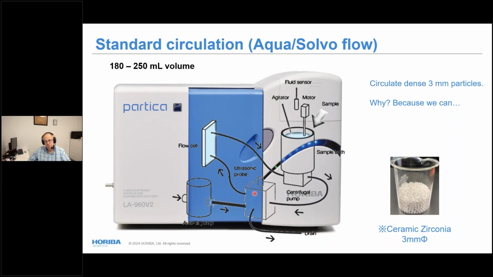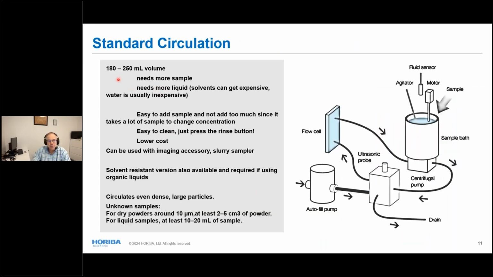So the features of the system: very popular, just about the least expensive way to go, and works for a broad range of applications. The volume of 180 to 250 ml means you're going to need more sample than you will need with other sampling systems, and you're going to need more liquid. Water's usually pretty inexpensive. Solvents can be expensive, either in terms of purchase and disposal costs or in terms of safety. Having a larger volume makes it easier to add sample because you need to add a decent amount to change the concentration, and so your liquid handling becomes easier.